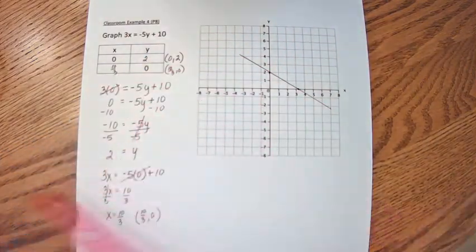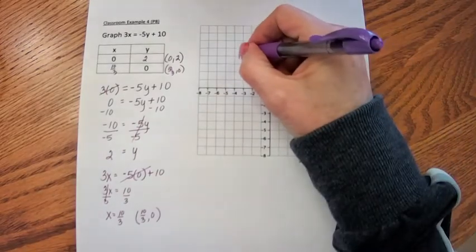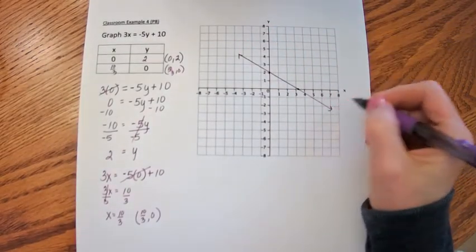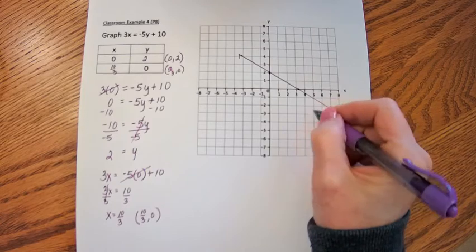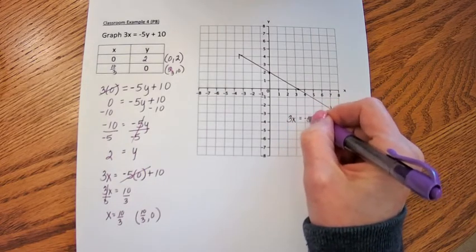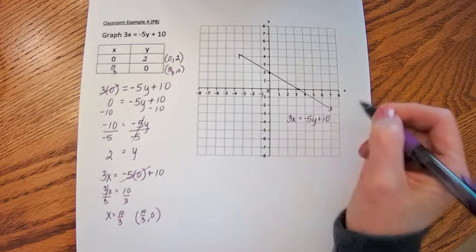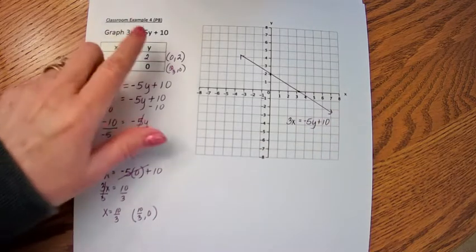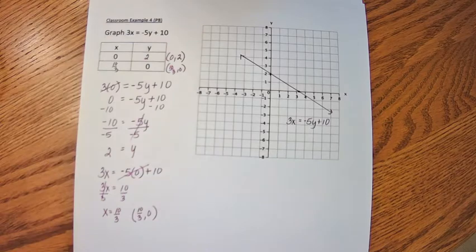drawing a line using the intercepts. Now on your homework, if you're using MyMathLab, a lot of times they'll ask you to graph the line using the intercepts. 3x equals negative 5y plus 10. All right, why don't you try practice 8?